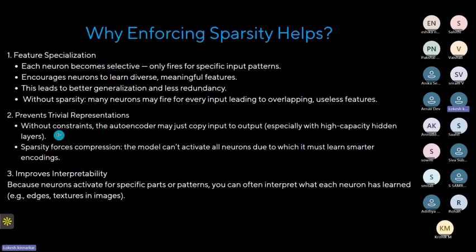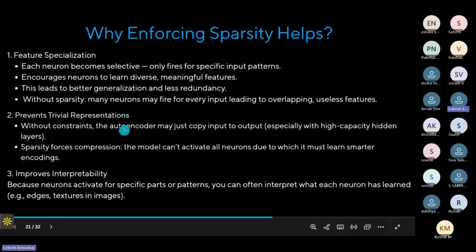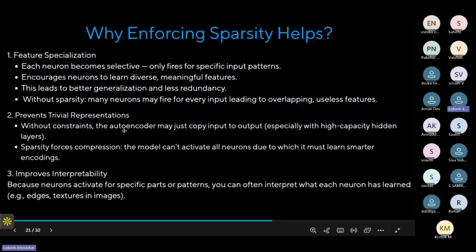Second point is that it prevents trivial representation. What happens is if there are no constraints, that is, you don't impose any penalty or regularization term, then the autoencoder may just copy input to output. That would lead to identity mapping, which we don't want, because these latent space representations which we obtain can be used for a variety of tasks, like classification problems or anomaly detection. There are a lot of tasks which we want using this latent space, or the information we get from the bottleneck layer.